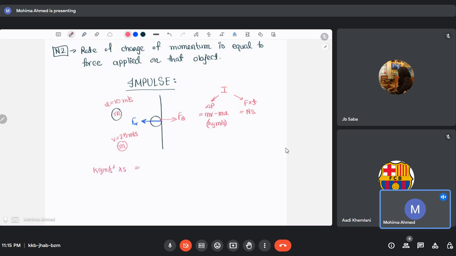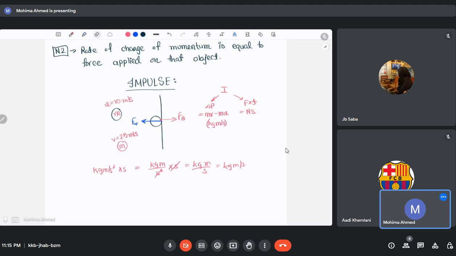Now, second squared can be further broken down as a fraction, kg meter over second squared, into second. These seconds get cancelled out and what is left is kg meter per second. You can clearly see that either way, the unit is still the same, kg meter per second, even if you use the equation with force into time or the equation with mv minus mu.